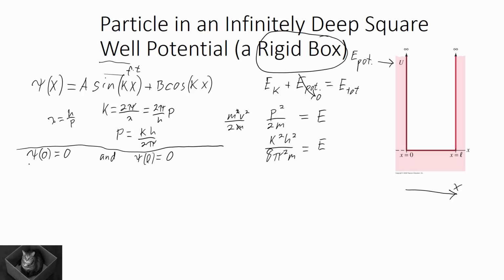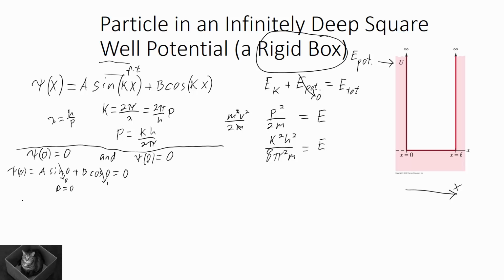If I just go ahead and plug in 0 here, so I'll have psi of 0 equals a sine of 0, b cosine of 0, and this whole thing has to equal 0 because my wave function has to go to 0. Now, sine of 0 is 0, but cosine of 0 is 1. So what this expression says is that b is equal to 0, which is fine. We're just eliminating some of the possibilities for our wave function.